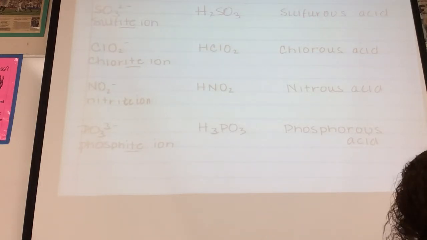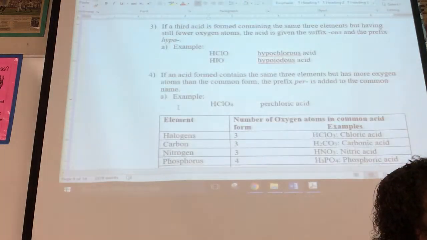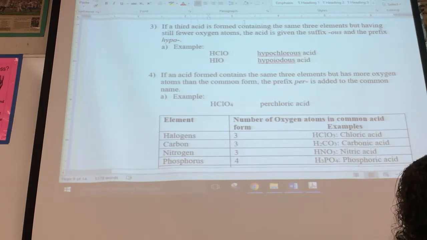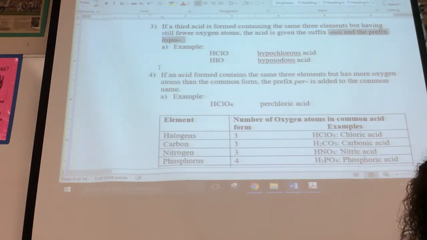And you started to ask a question previously in regard to per. These are not as common, but they do exist. If a third acid is formed where you have the same 3 elements, but one less O than the OUS form from the ite form, then in addition to the OUS ending, you're also going to use the prefix hypo. Hypo means less than.